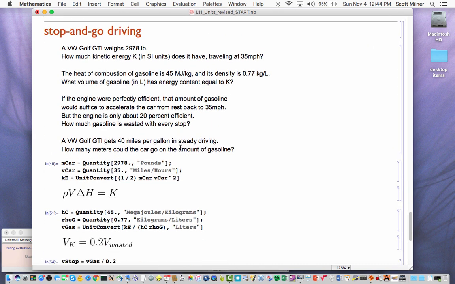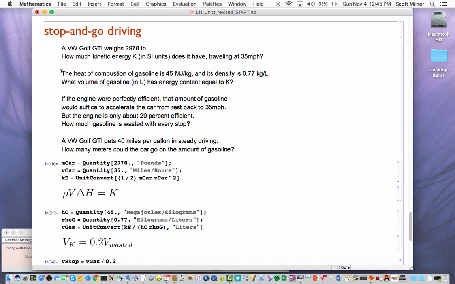So for my final example, I'm going to do some estimates that have to do with stop-and-go driving. A VW Golf GTI weighs about 3,000 pounds. And the first question is, how much kinetic energy does it have traveling at 35 miles an hour? So we'll calculate that in a moment.